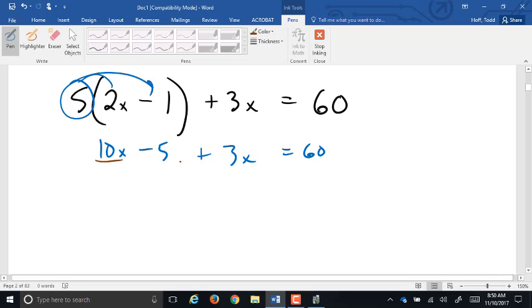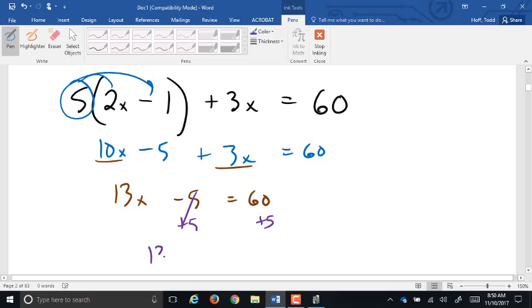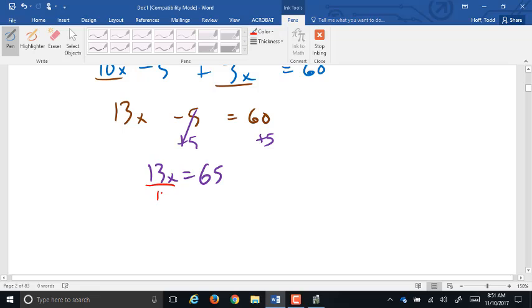So now we can combine 10x and 3x, make 13x. We have the negative 5 equals 60. And then we add the 5. 13x equals 65. And then divide by 13. X equals 5.